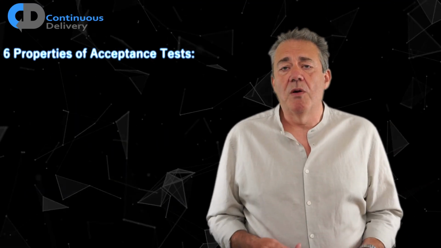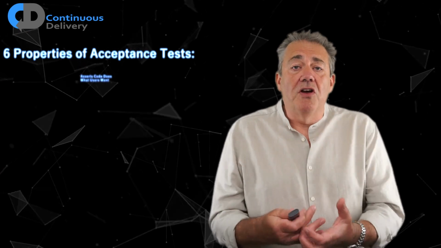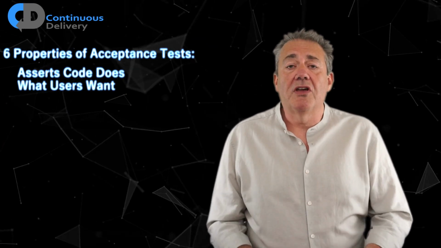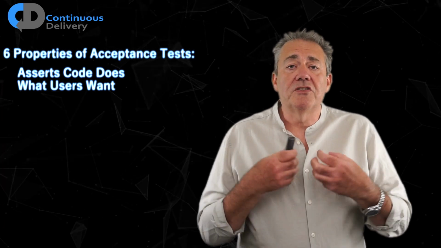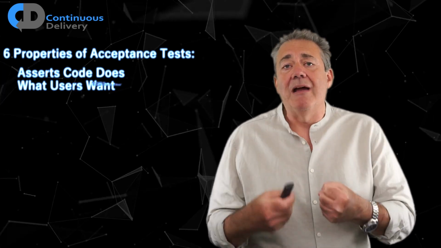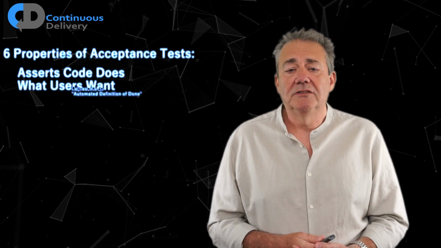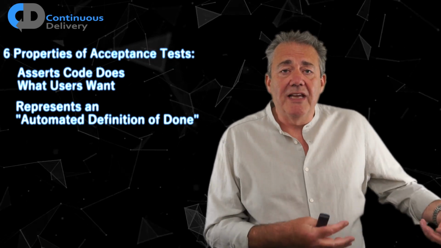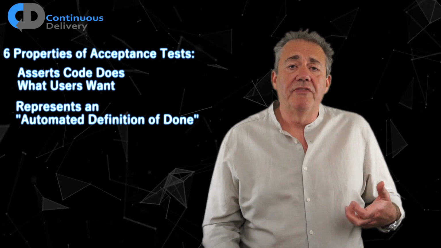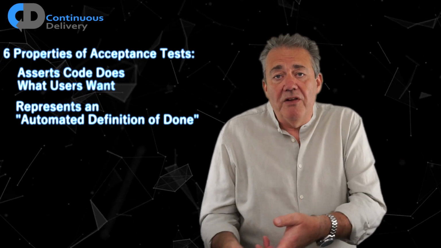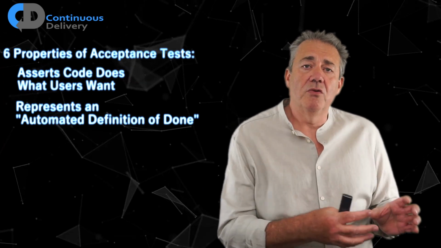So what is an acceptance test? Here are my 6 properties. First, we're going to assert that the code does what the users want the code to do. We're going to focus on trying to achieve a behavioral specification that captures the intent of the user. We want an automated definition of done. If we can take this specification and use it to drive our development process, it gives us a great way of understanding when we're finished. It keeps us focused on the work that we're doing.